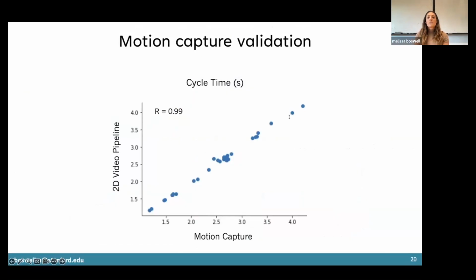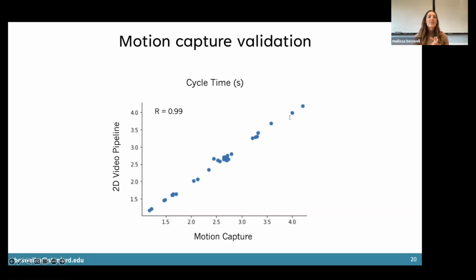To compare our video-based measurements to motion capture, we used the R statistic, or the square root of the coefficient of determination, R squared. And the R of the total time between the two settings was 0.997. So we found a strong correlation there between motion capture-based time and video-based time.